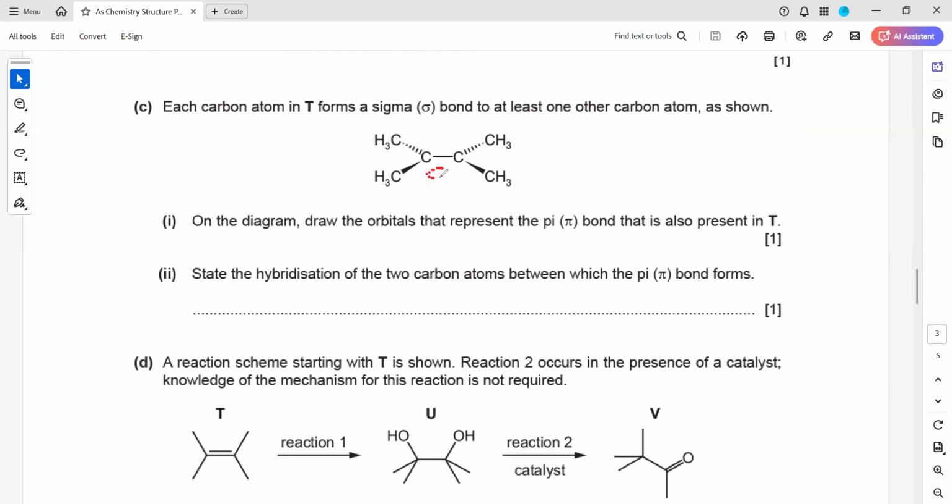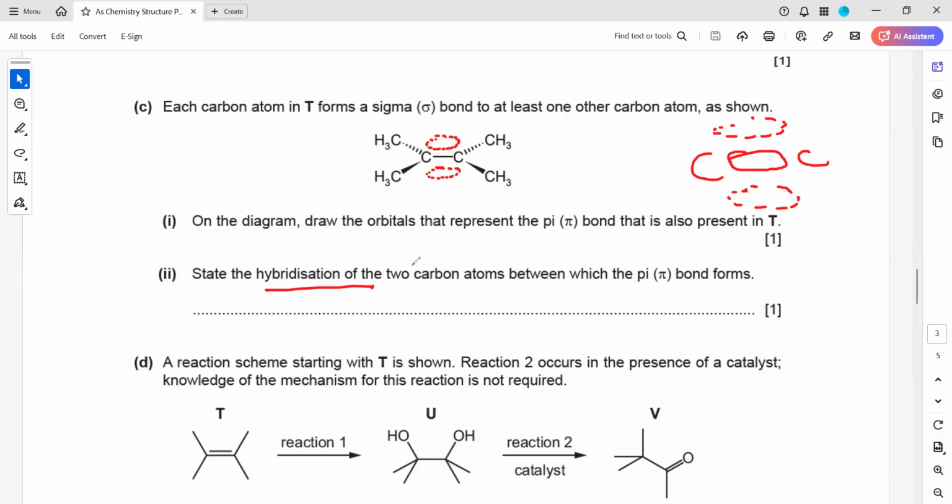A pi bond is a region where the probability of finding the electron is maximum. When they say draw a sigma bond, we show a complete overlap. But when there's a pi bond, the electron can be above or below, anywhere. So that's why we are drawing the two possibilities. That's how we are supposed to draw the pi bond here.